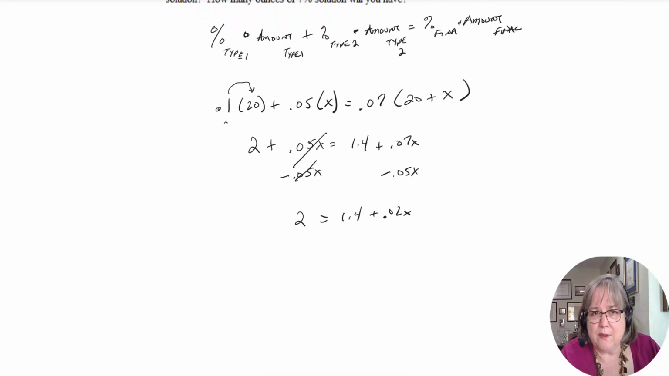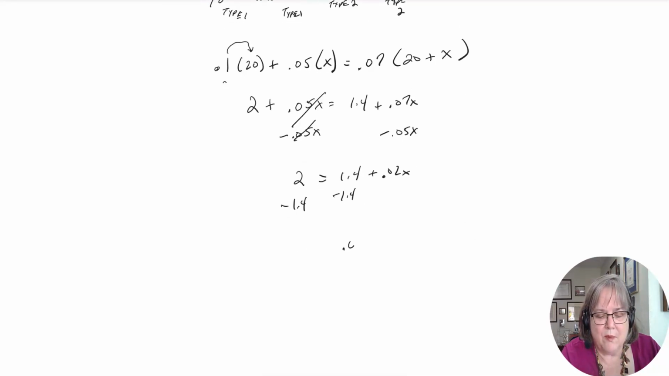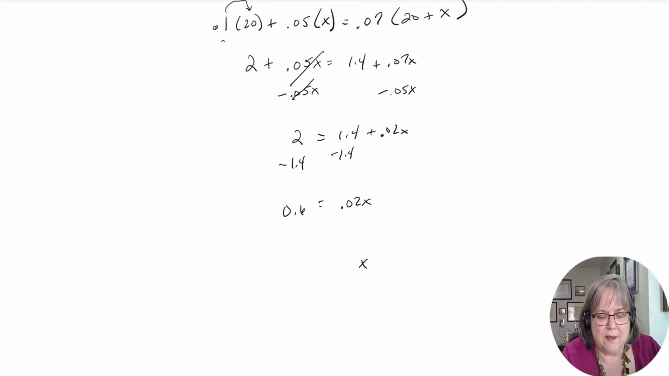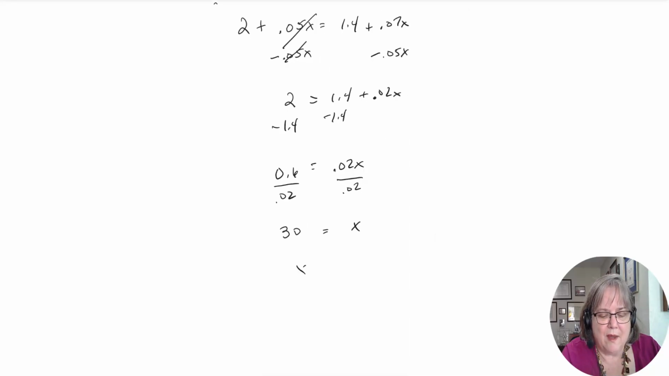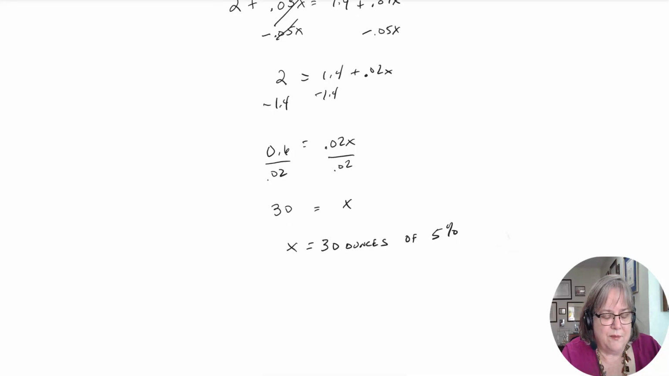If I've got my variables on the right, I don't want the constants with it, so I subtract 1.4 from both sides. So 0.02x is 0.6. I want to know what x is, so I divide both sides by 0.02. And when you divide that out, you get 30. Okay, now what does that mean? X is what you're pouring in, so you need 30 ounces of the 5% solution, right?